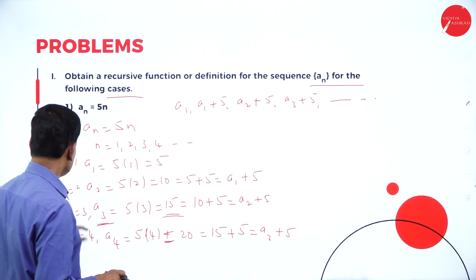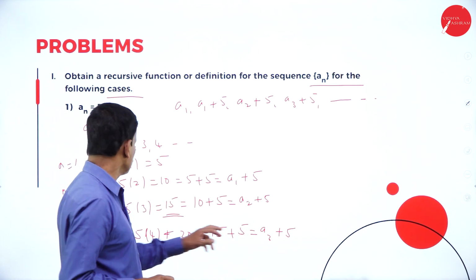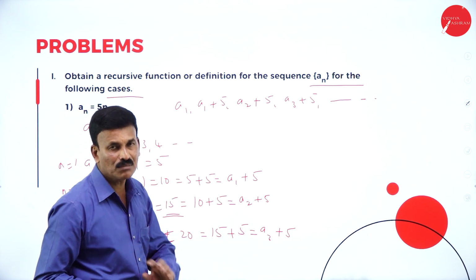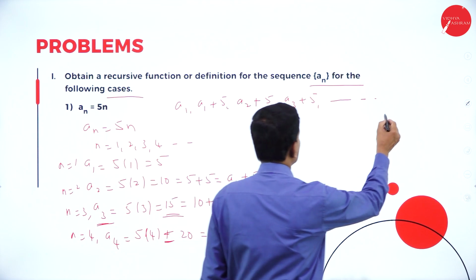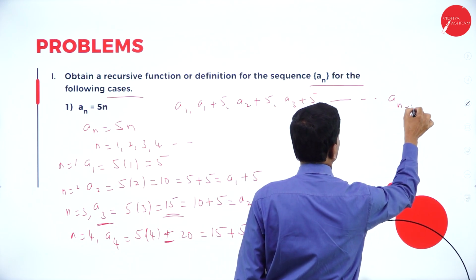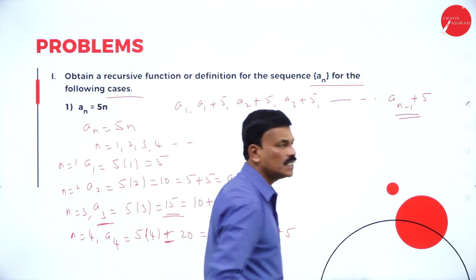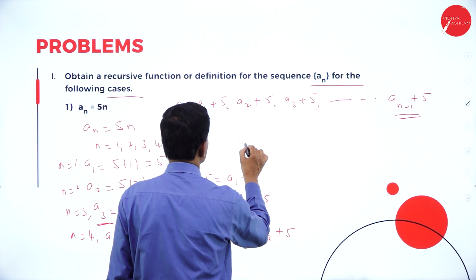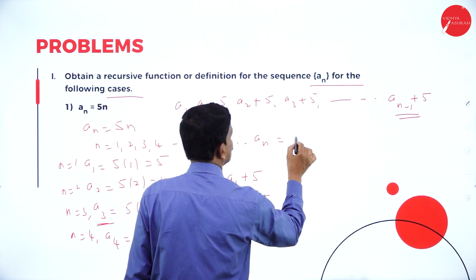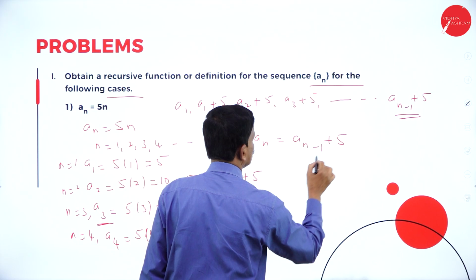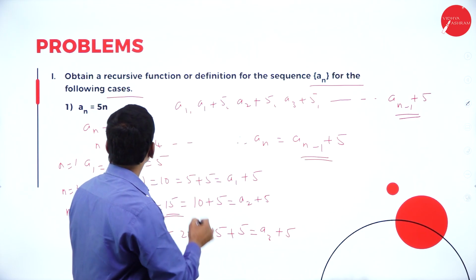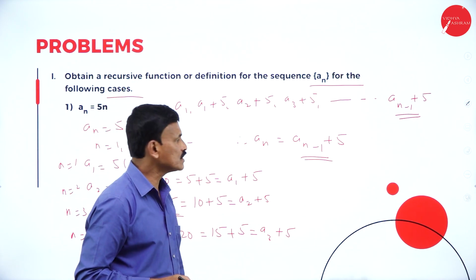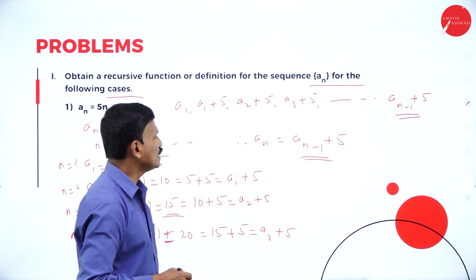See here, if it is 4, we are going to get 3. If it is 3, we are going to get 2. If it is 2, we are going to get 1. That means one number less than this. Therefore, the last term we are going to get is an minus 1 plus 5. So the sequence can be denoted as an is equal to an minus 1 plus 5 in the recursive form. This is the recursive function for the given an is equal to 5n.